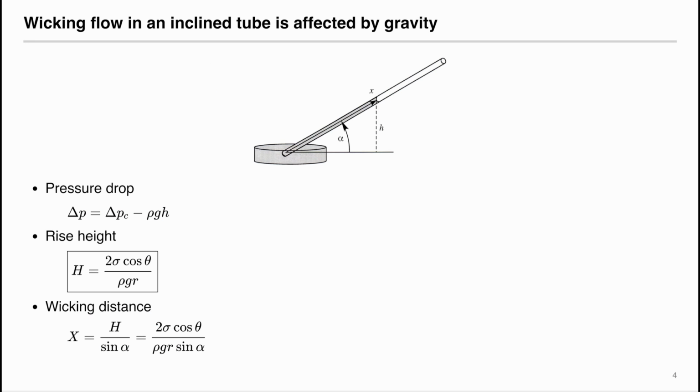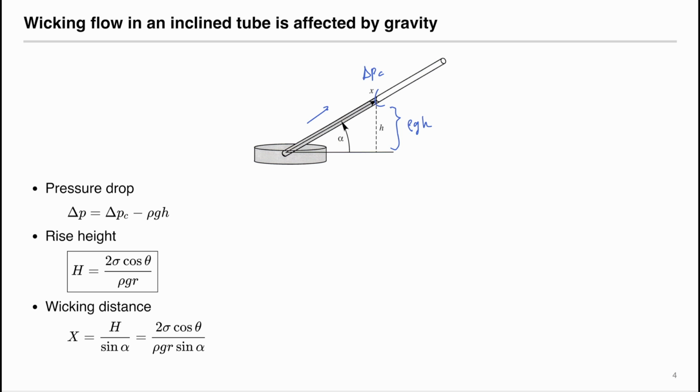In the more complicated inclined tube case, we have the wicking flow that generates a meniscus that gives us the delta PC, which is the pressure difference caused by the capillary flow. However, it also develops a gravitational head, rho gh, that counterbalances such pressure difference. So the total pressure drop is equal to the capillary pressure difference minus the head developed.